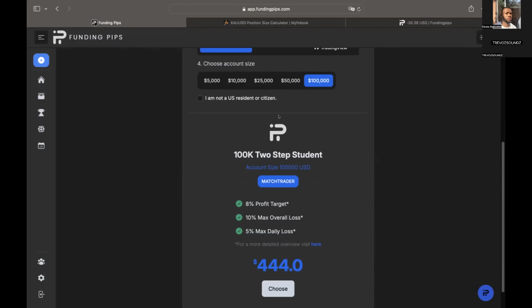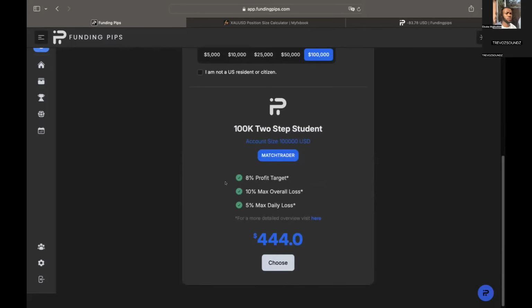You have to pass a challenge, just like an exam. You see, it's a 100K two-step student account. You have to pass a challenge, which is they'll tell you to make 8% of that 100K, which is $8,000. You understand me? You have to make 8% of the 100K.